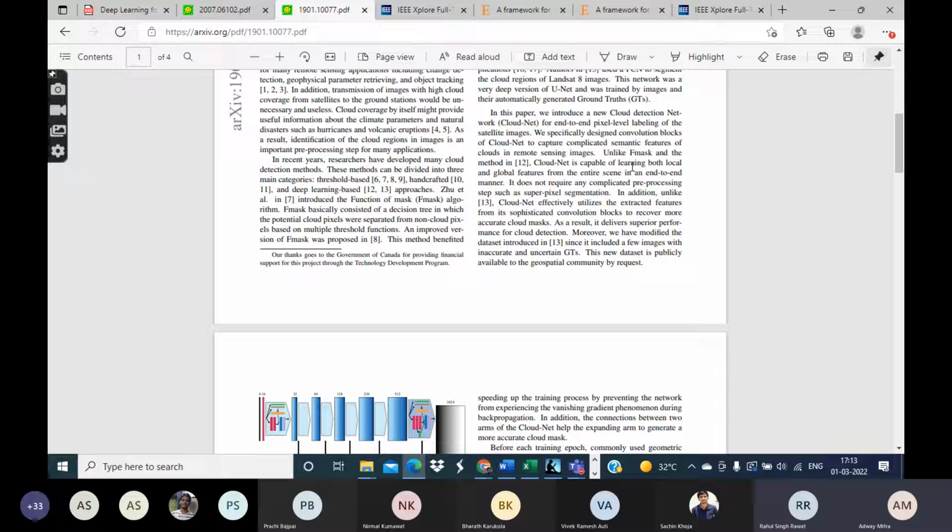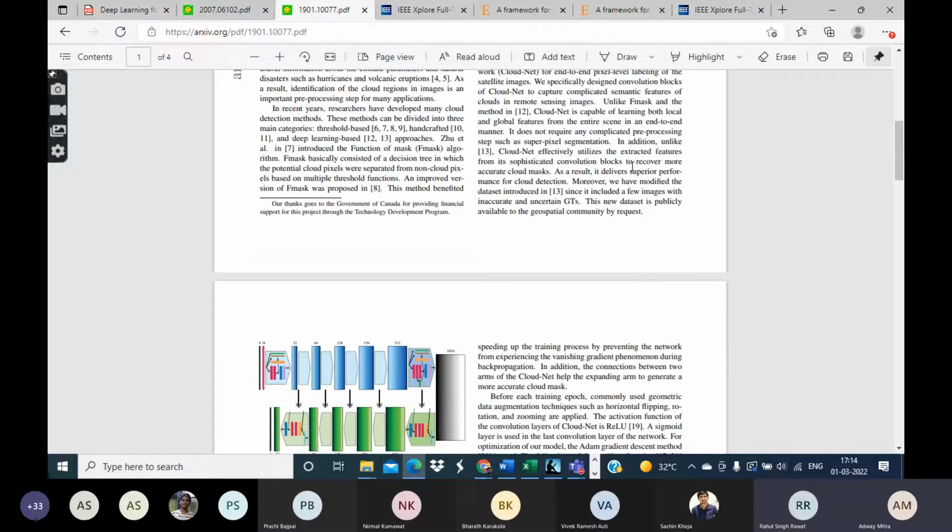Unlike FMask and the method of 12, CloudNet is capable of learning both local and global features. It does not require any complicated pre-processing or superpixel segmentation. In addition, CloudNet effectively utilizes the extracted features from its sophisticated convolutional blocks to recover more accurate cloud masks.